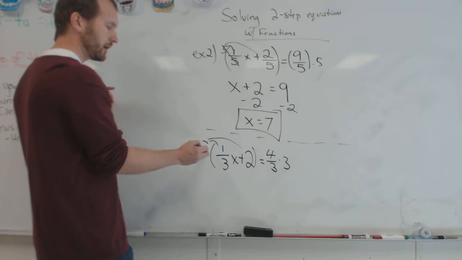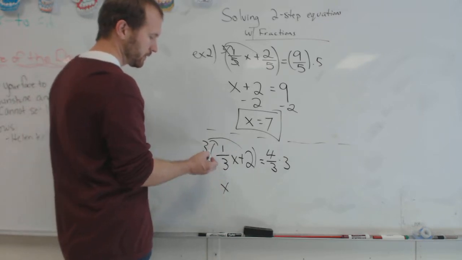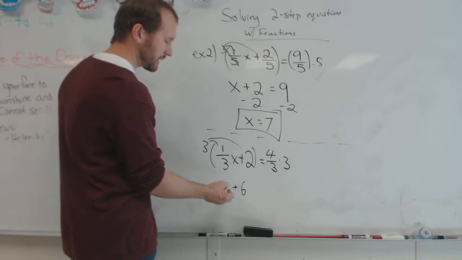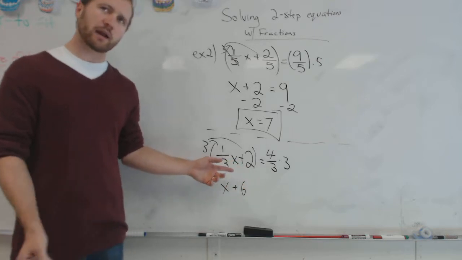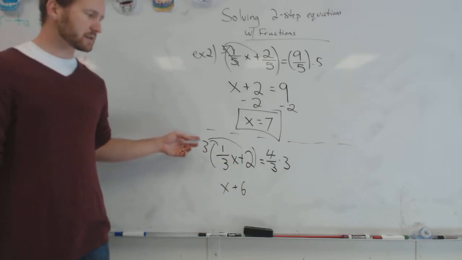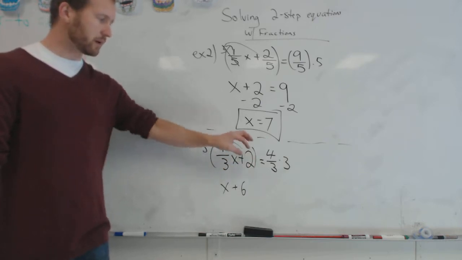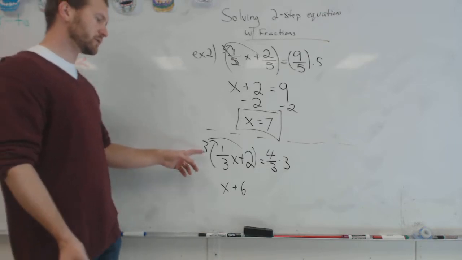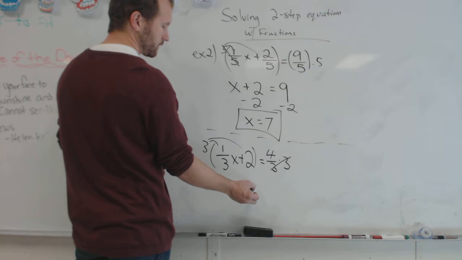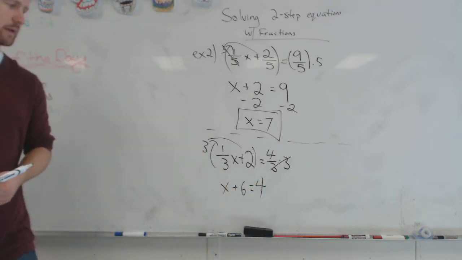So multiply by 3. Now, 3 times 1/3, I'm just going to have x. What is 3 times 2, though? 6. Yeah, so in this case, I didn't have a fraction here. I have to still multiply that times 3, because it's still one of the terms, even though it doesn't have a fraction. So 2 times 3 is 6. And then 4/3 times 3 is 4, because those cancel in that case.